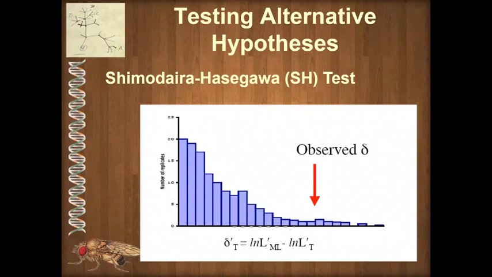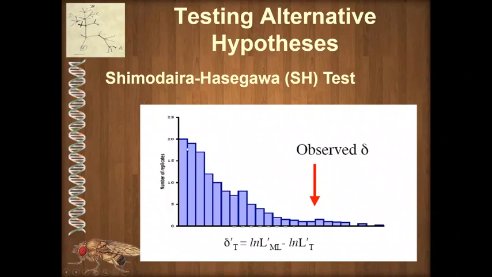Now, anytime you're testing alternative hypotheses, you need some sort of a statistical test to either accept or reject the alternative hypothesis. To say, is hypothesis A significantly different than hypothesis B? And then we run some sort of a statistical test to determine whether they really are significantly different. Now, to do any sort of a statistical test, you need a distribution, or what's called a null distribution, right?